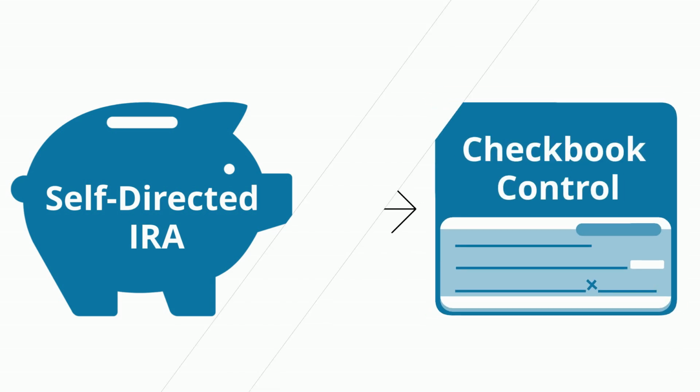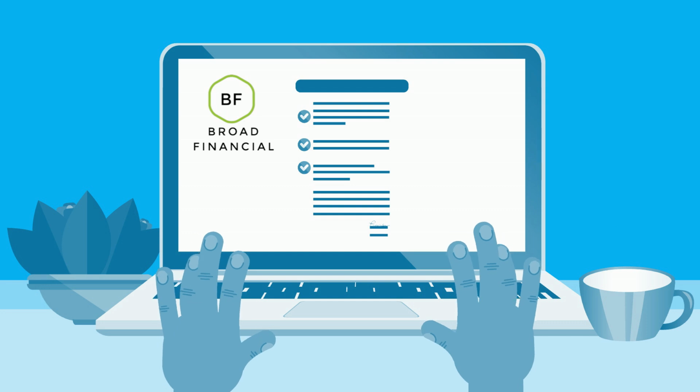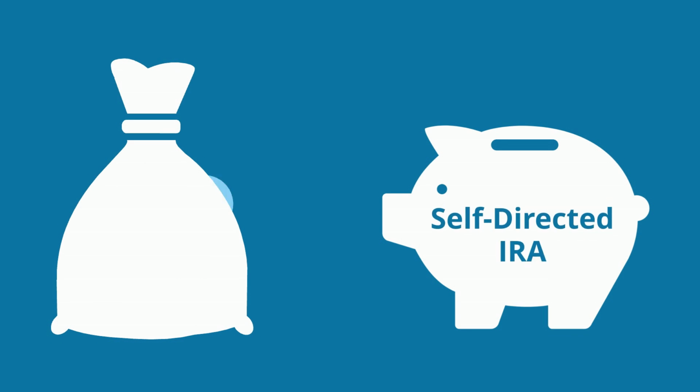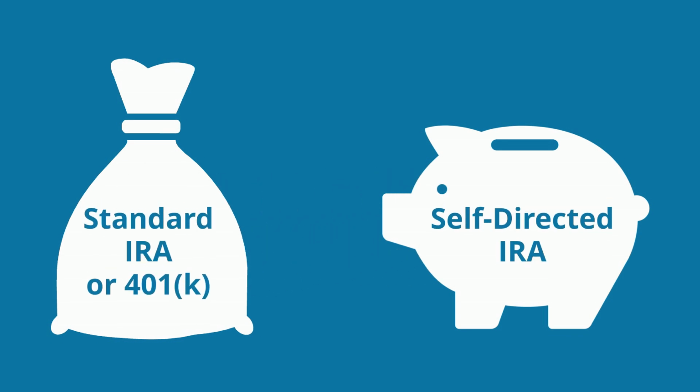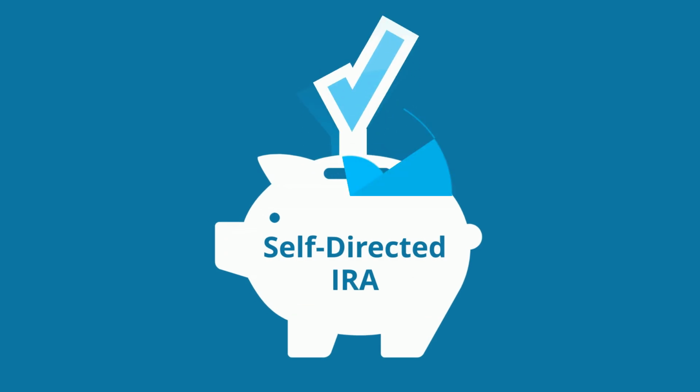To upgrade your self-directed IRA and gain checkbook control, you'll also complete an online application for Broad Financial, our sister company and IRA LLC facilitator. You can roll over funds from an existing retirement account like a standard IRA or 401k, or make an initial contribution to fund your new self-directed IRA.